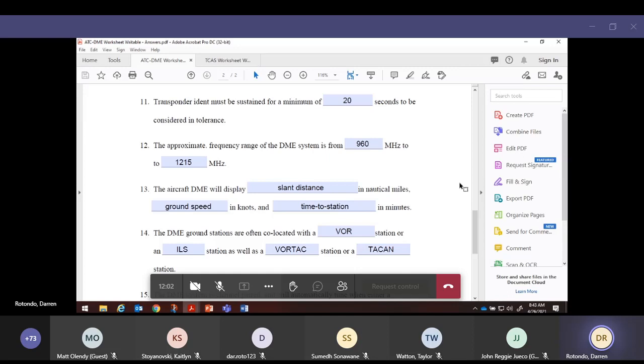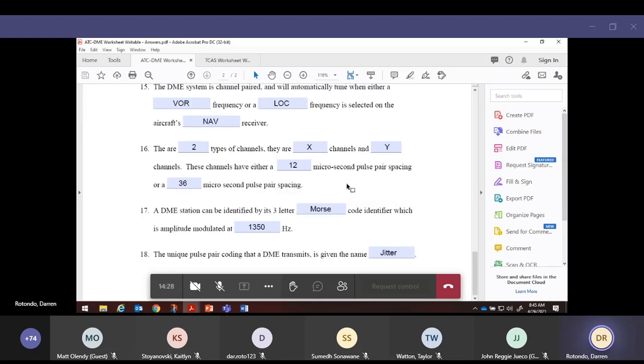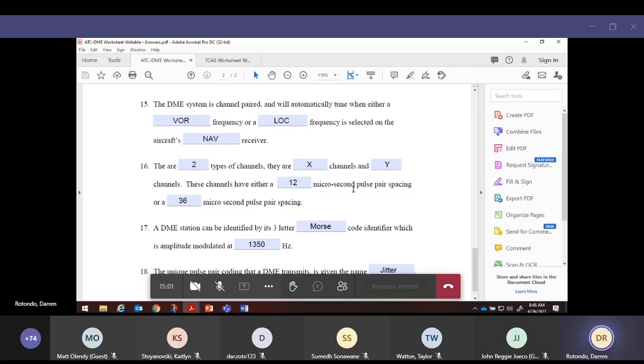Okay. 16, there are two types of channels when it comes to DME. You're either an X channel, which is civilian, or a Y channel, which is military. The difference being the X channels have a 12 microsecond pulse spacing between the P1 pulse and the P2 pulse, whereas the Y channels, the military channels, have a 36 microsecond pulse spacing between P1 and P2 pulse. To identify an X channel over a Y channel, you look at the second place of decimal on either your VOR frequency you enter in the nav receiver or your localizer frequency. If the second place of decimal is a 0, you're dealing with an X channel for DME. If it is a 5, you're dealing with a Y channel.